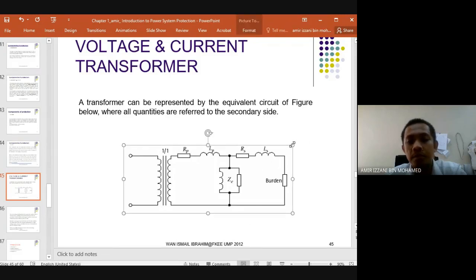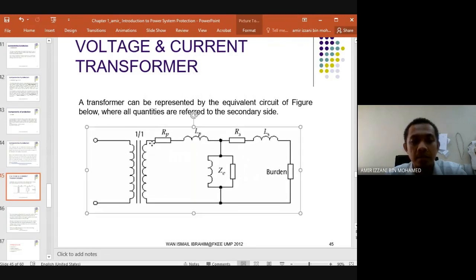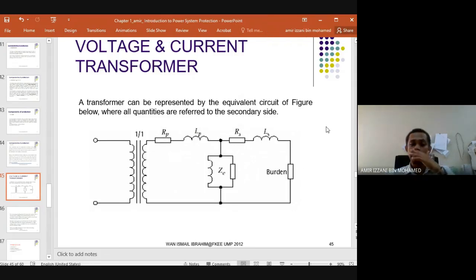I think you are very familiar with this equivalent circuit. You must be familiar because you already took the electrical machine subject, right? So this is the equivalent circuit of the transformer, where all quantities are referred to the secondary side. If you don't know what the secondary side is, refer back to your electrical machine subject notes. Refer to primary, refer to secondary. What does it mean?